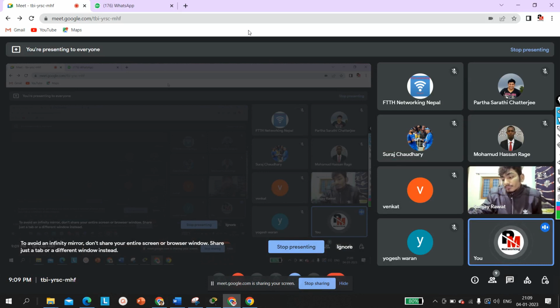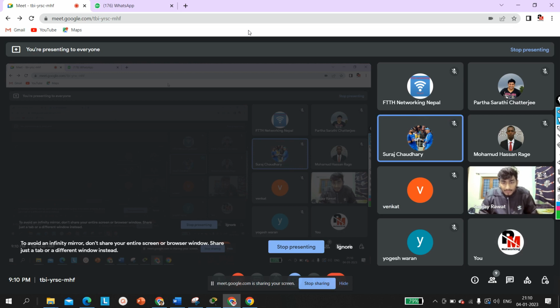Tomorrow our topic will be completely different from this class. Till now we have discussed only two types of address, the IP address and the MAC address. Later we will learn one more type of address, which will also be an IP address, but the version will be different. This one is IP version 4. Later we will understand IP version 6 as well.